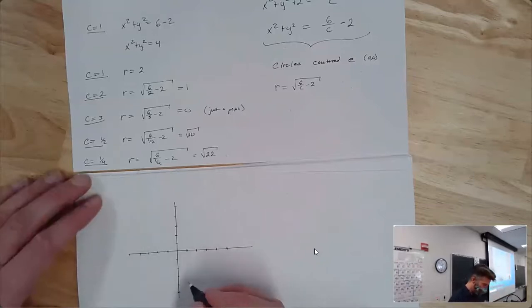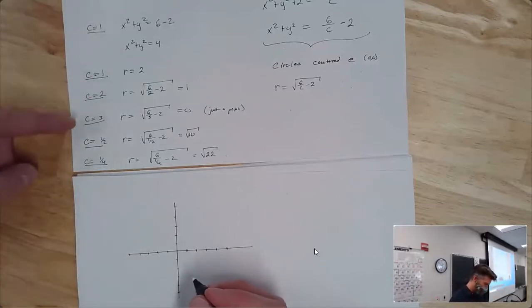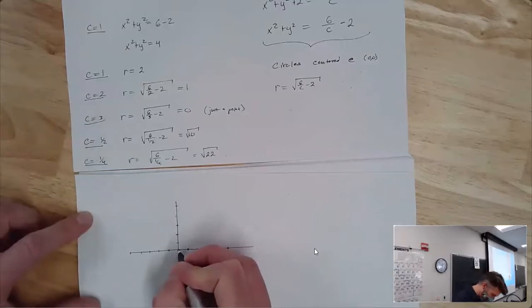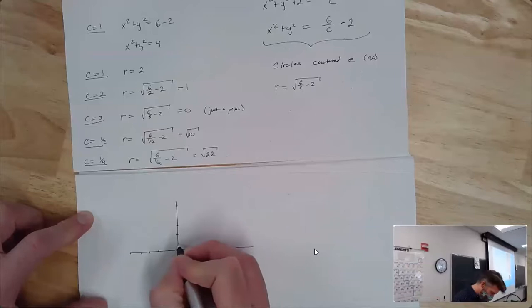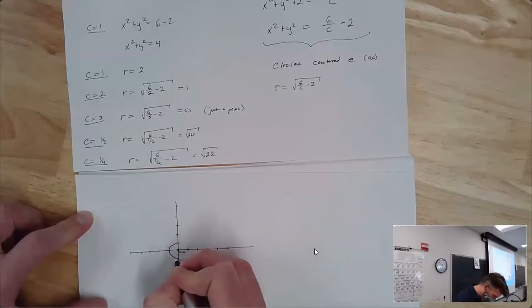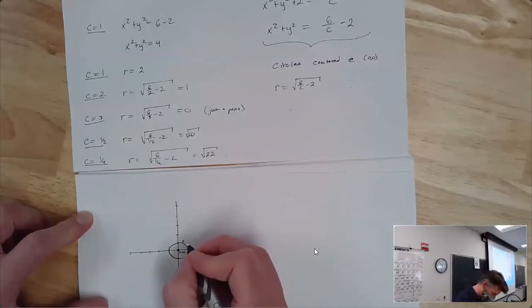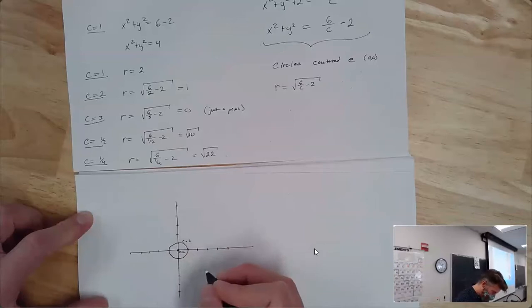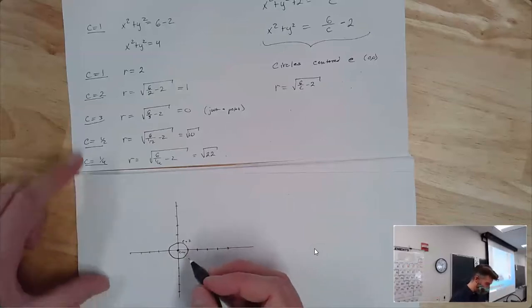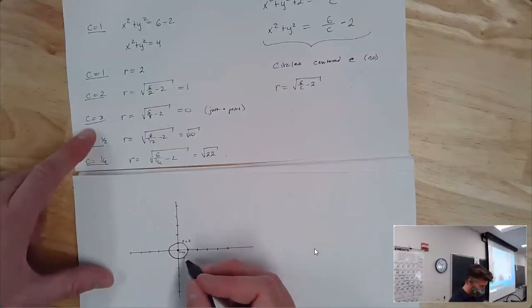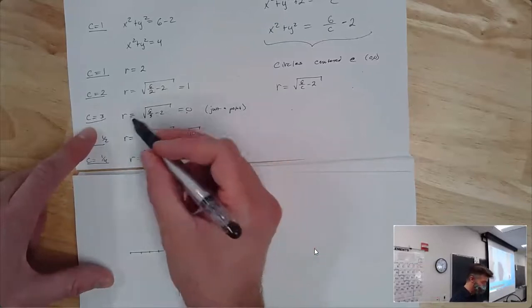So let's see. I'm going to start with the smallest one. So there's my level curve for C equal to 0. And here's my level curve for C equal to 1. Sorry, to 2, apologies. I'm so sorry, I made a mistake there. That's not C equal to 0, right? The radius is 0 when C equals 3.